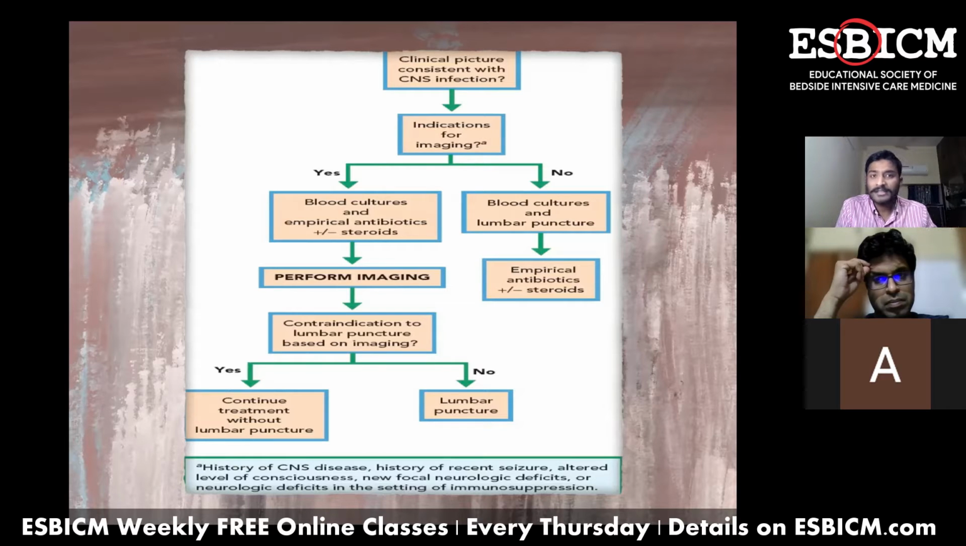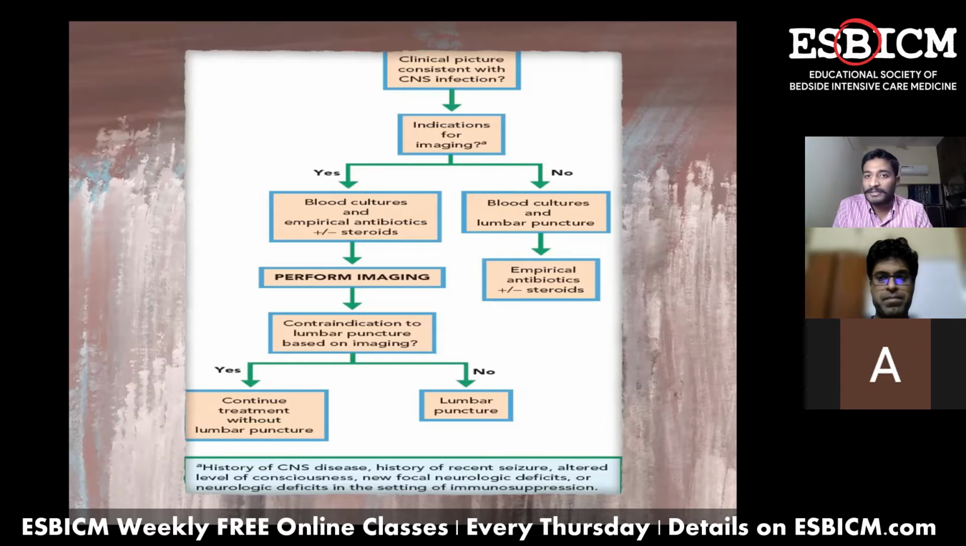And why is raised ICP an important indicator for imaging? Because such patients may be having an underlying cerebral mass lesion or malignant edema in the cerebrum. And if we do a lumbar puncture without the imaging, it may cause brain herniation, cerebral herniation. So it is important to go for imaging.